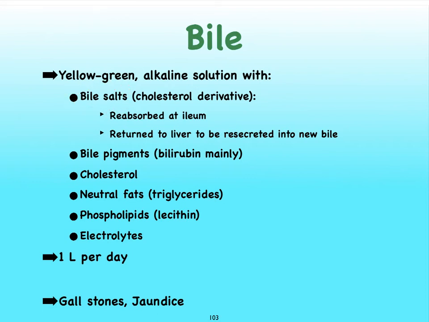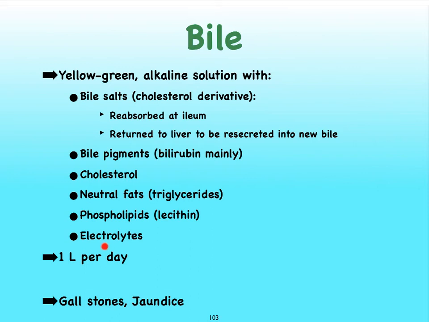These bile salts are recycled. They're secreted in the bile. Once the bile has done its job in the small intestine, in the duodenum more specifically, these bile salts are actually taken back up by the blood at the level of the ileum, so that they can return into the blood, make it back to the liver, so the liver can reuse them to make new bile.